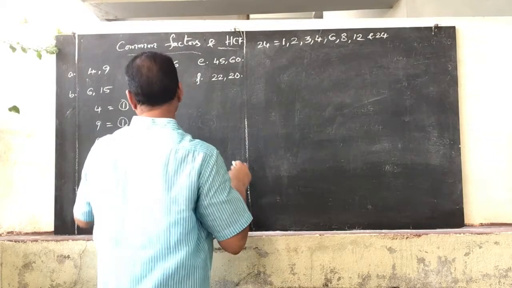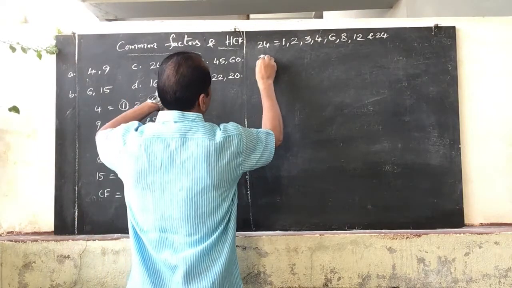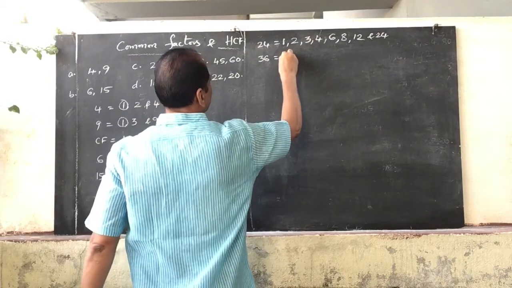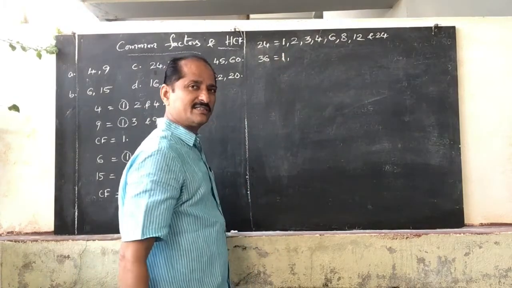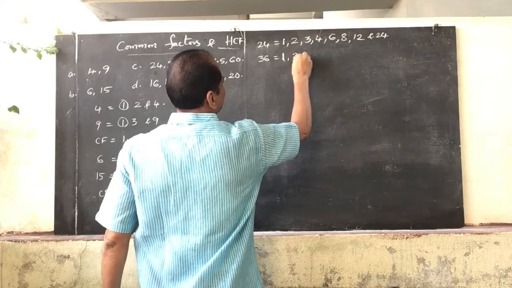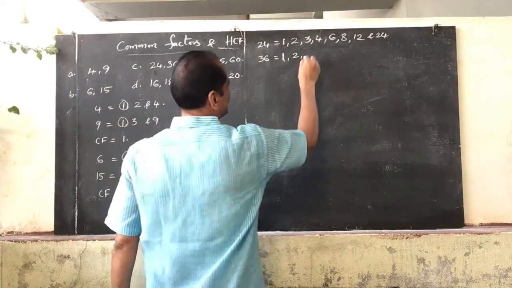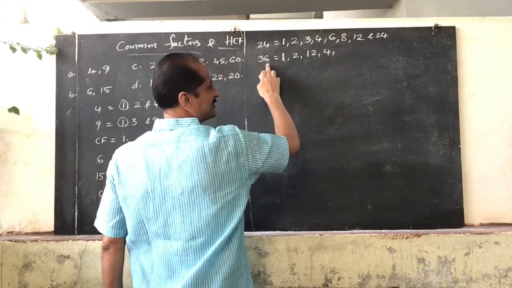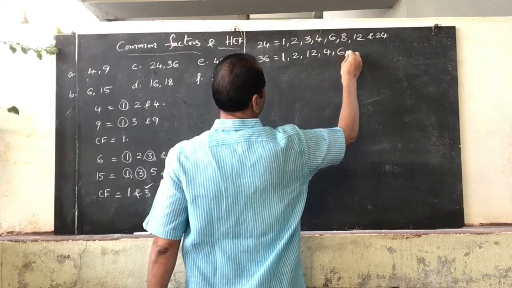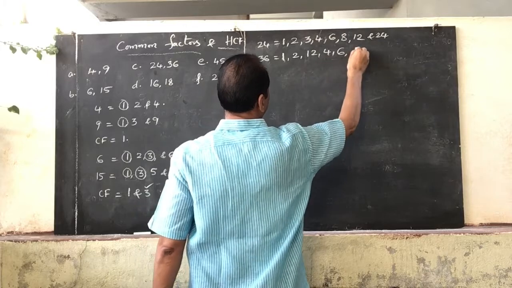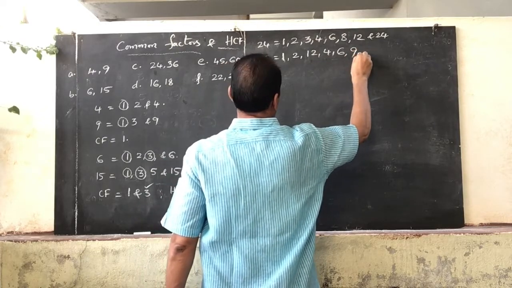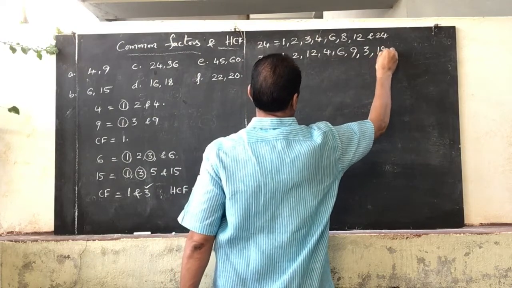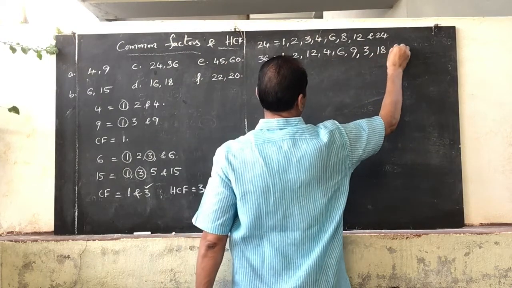So next, factors of 24 and 36. Factors of 36: 1 36 is 36. Next, it is divisible by 2, 2 18 are 36, it is divisible by 3, 3 12 are 36, it is divisible by 4, 4 9 are 36, there is no 5, 6 6s are 36. So 4 9, 3 12, 2 18 and 1 36 are the factors.